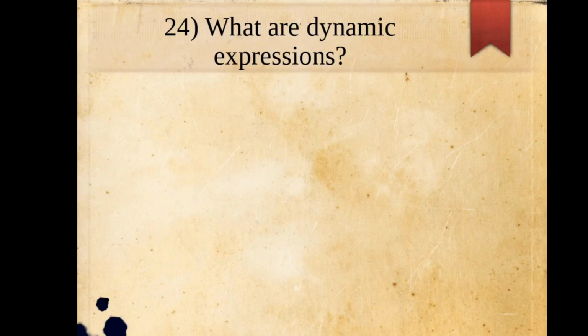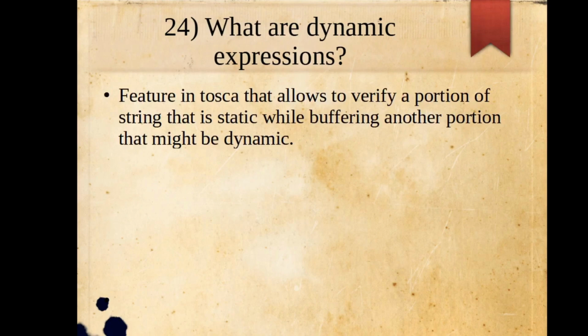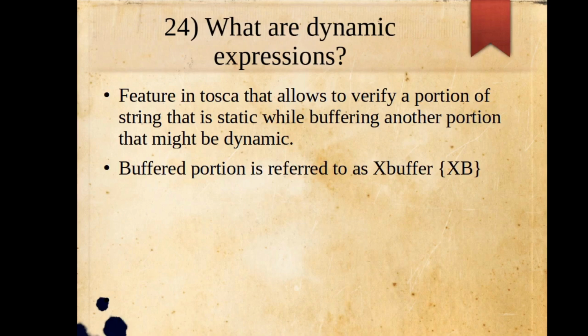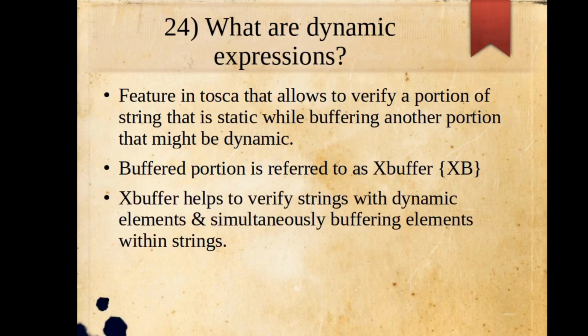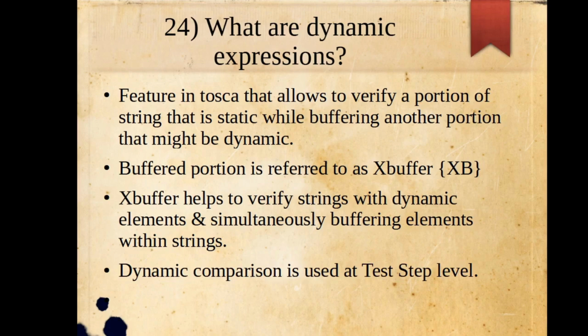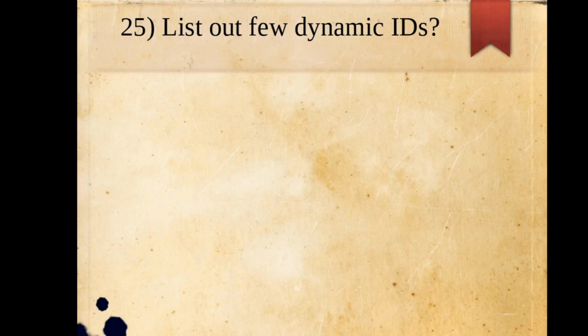Next question is, what are dynamic expressions? This is a feature in TOSCA that allows you to verify a portion of a string which is static while buffering another portion that might be dynamic. The buffered portion is referred to as XBuffer, and the command is XP. XBuffer helps to verify strings with dynamic elements and simultaneously buffer elements within strings. Dynamic comparison is used at test step level. Now list out a few dynamic IDs. Date and math are dynamic IDs in TOSCA.